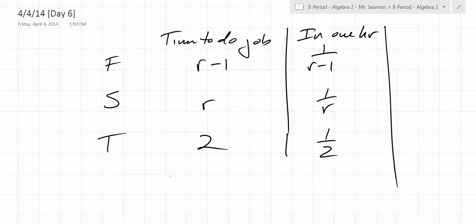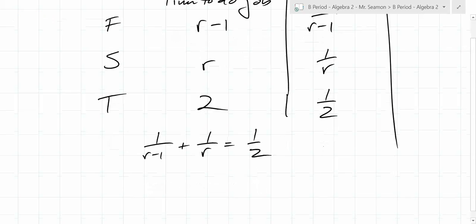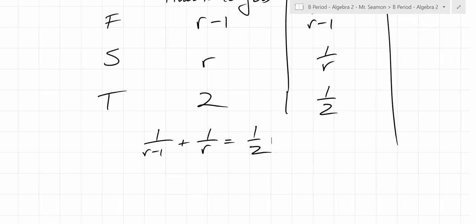So now what can you set up as an equation? 1 over r minus 1, yep, plus 1 over r equals? 1/2. Yeah, exactly. That's what we did yesterday. Let's just stick with that. I think what they were outlining in the book is a little more convoluted. It's also what we're just more accustomed to.